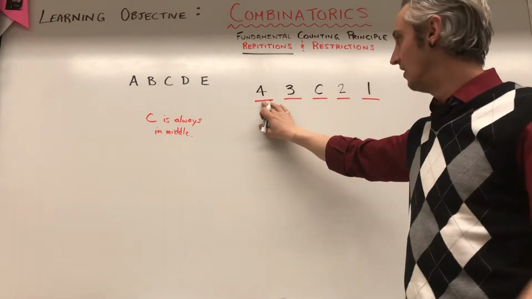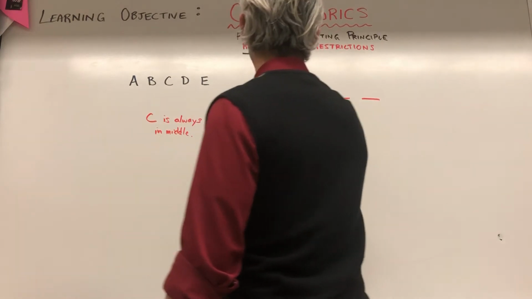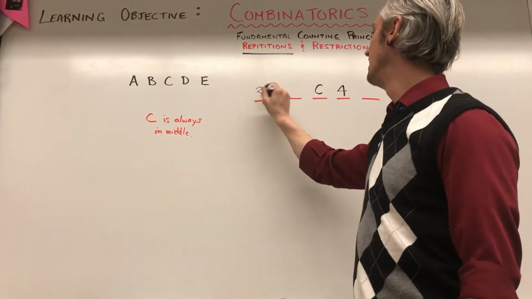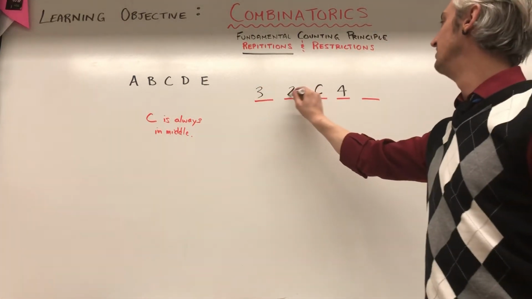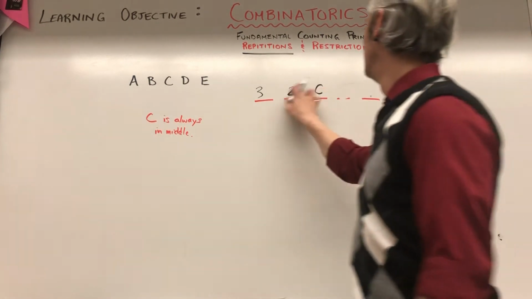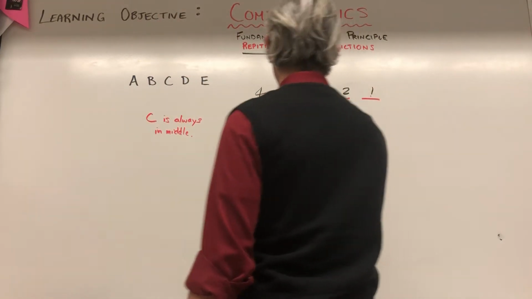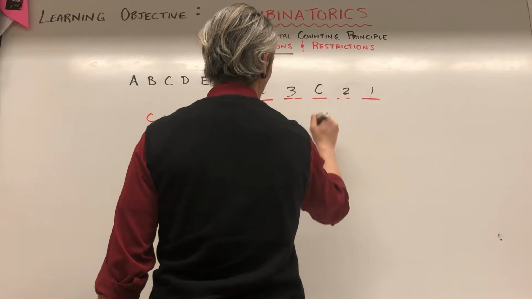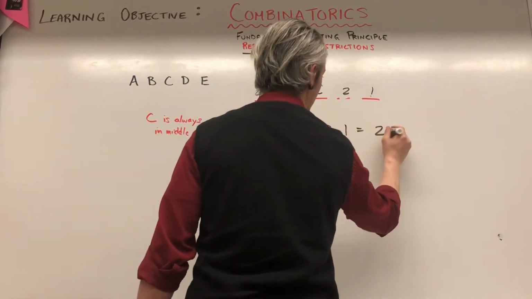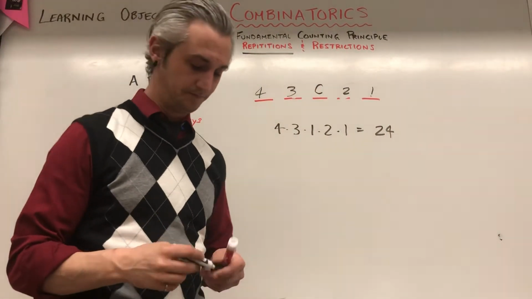Why do you always start on the left and move your way right? Well, I don't have to. Because if I'm multiplying all of these anyways, if I started on this chair, there's 4 choices for this chair. And then if I came over here next, there's 3 choices there, 2 choices here, 1 choice there. And if I multiplied it out, it's the same as if I went 4, 3, 2, 1. And so I get 4 times 3 times 1 times 2 times 1, 12, 24. 24 different ways when I have the restriction that C is in the middle.